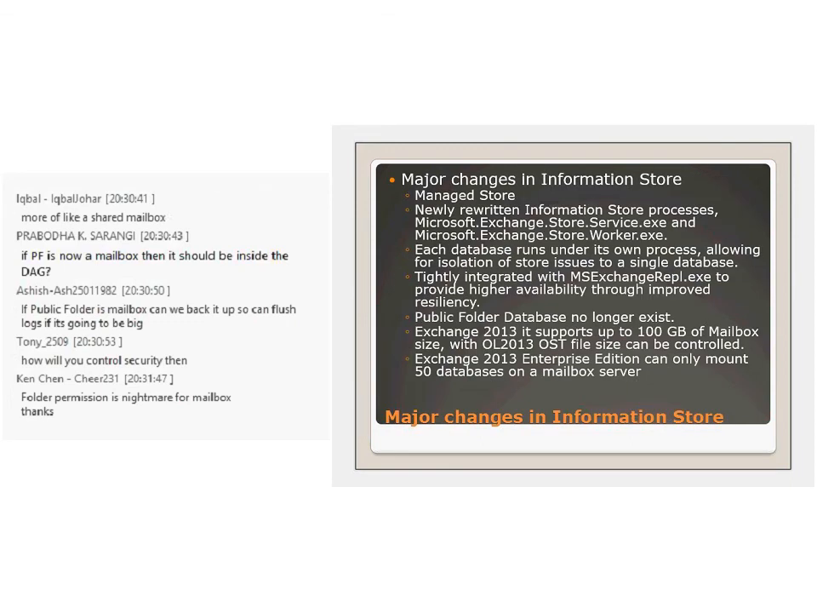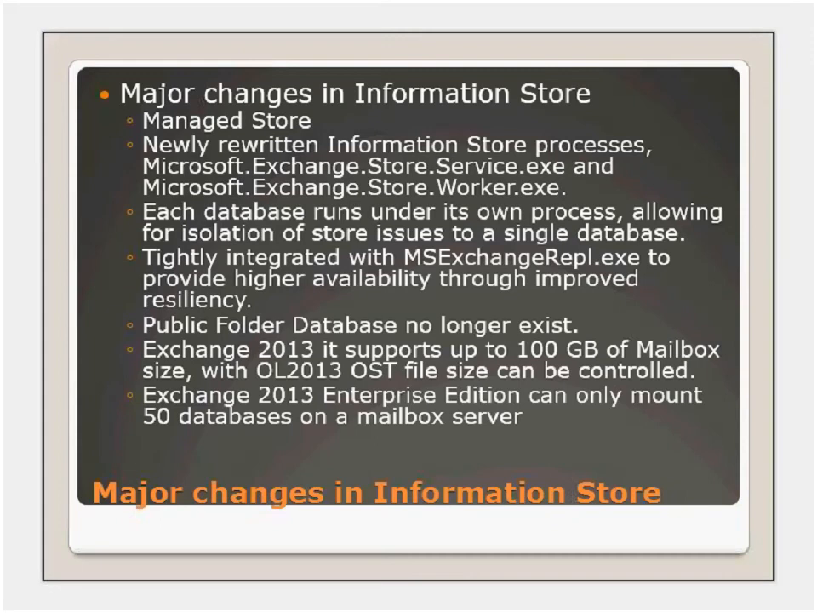Okay, there is another thing I want to talk about, which is the information store. The earlier version of Exchange, that is 2010, supported 25 gig of mailbox size. That's the maximum that it supported. And this version is going to support 100 gig, which is alarming, definitely. This is because the IOPS that is going to happen over the new database is much lesser than the earlier version. So it can now support one mailbox all the way up to 100 gigabytes.